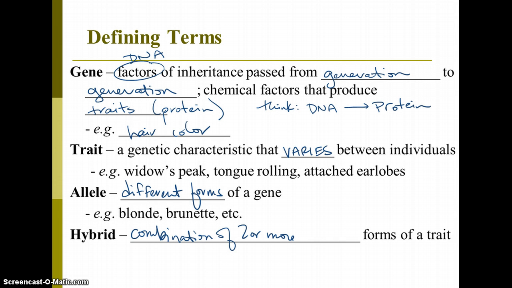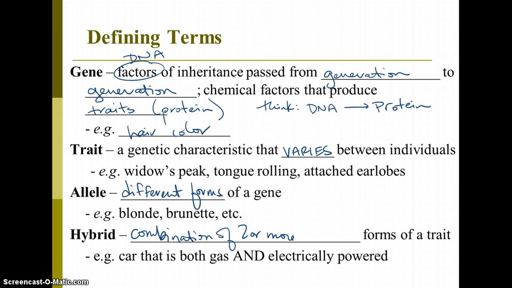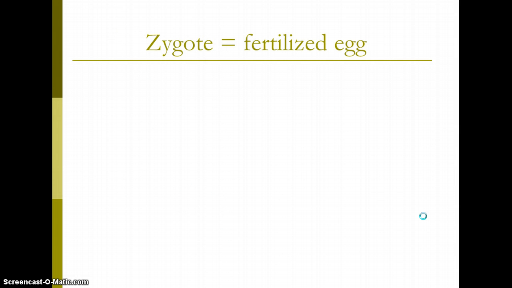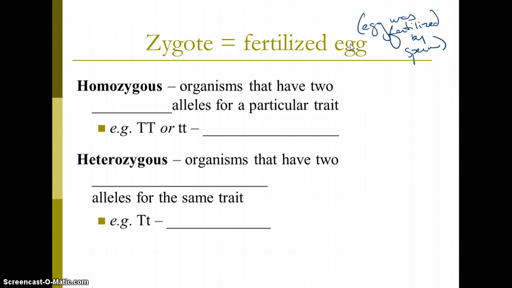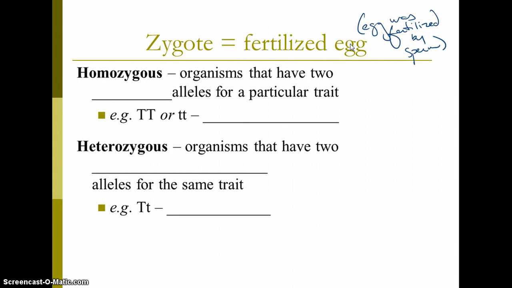So an example that's not genetic but that might help you is a car that is both gas and electrically powered. Okay, so a zygote, here's another word, zygote equals fertilized egg. That means the egg was fertilized by sperm. So a zygote is that first cell or first cells that are formed from a sperm and an egg coming together. So there are a few words that you need to know.